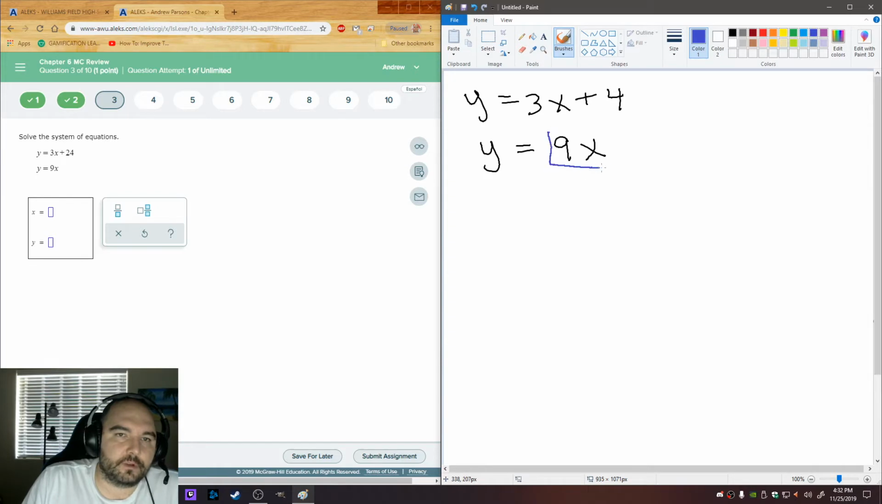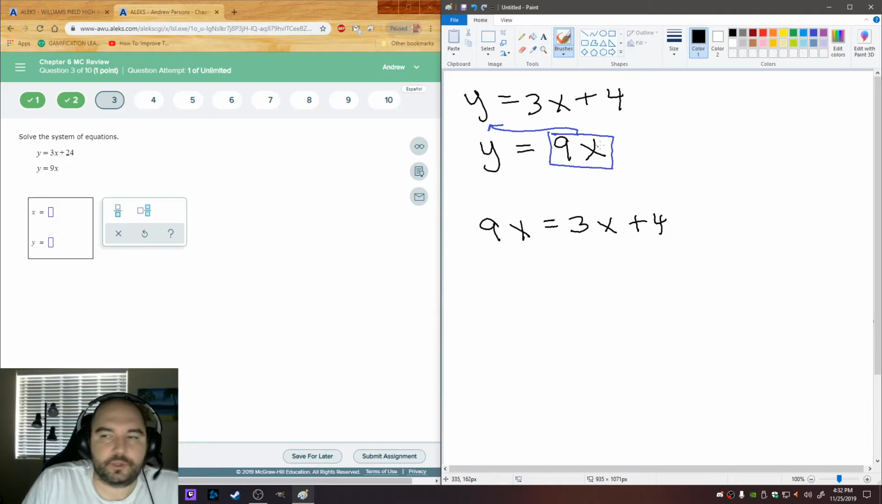So by that logic, let's use the bottom one, for example. y equals 9x. Doesn't that mean I can take 9x and replace y with it? So instead of writing y equals 3x plus 4, I could write 9x equals 3x plus 4. Now your problem could be 9x plus 2 or 3x plus 4 equals 7x minus 6 or something like that.